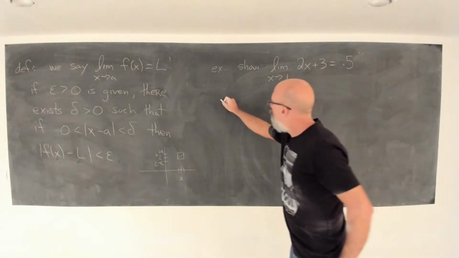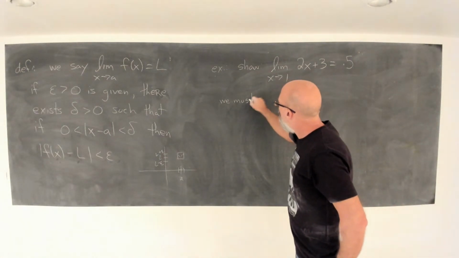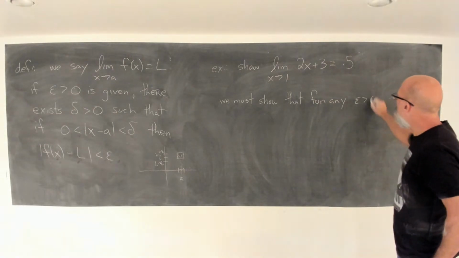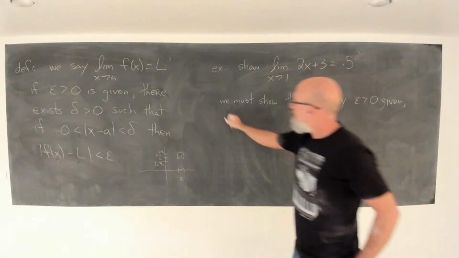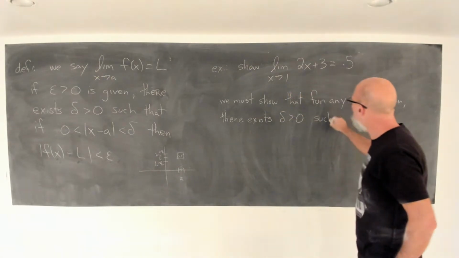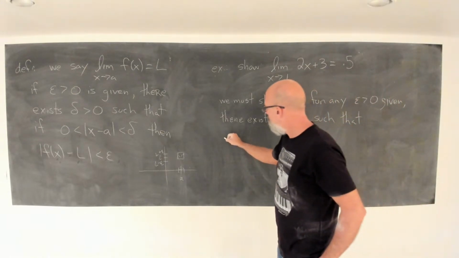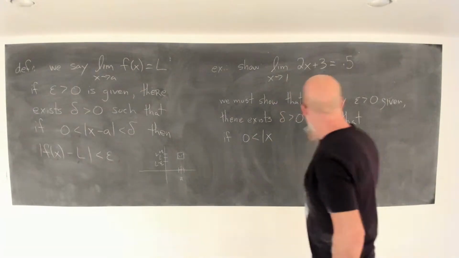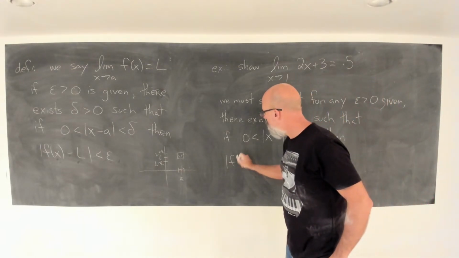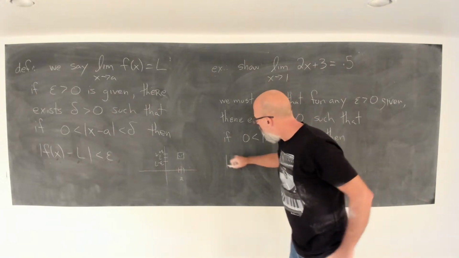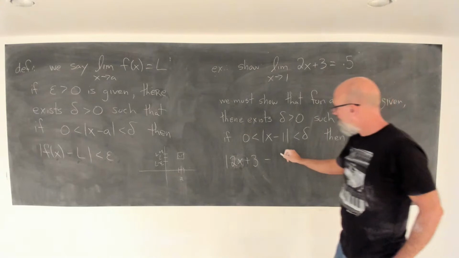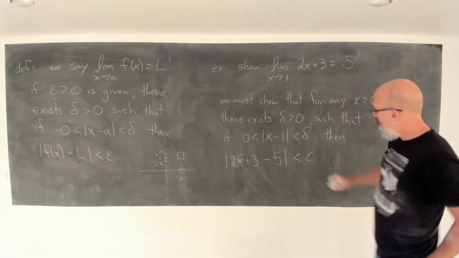What must we show? We must show that for any epsilon greater than 0 given, there exists a delta greater than 0, such that if the absolute value of x minus 1 is less than delta, then the absolute value of f of x, in this case 2x plus 3, minus the limit is less than epsilon.